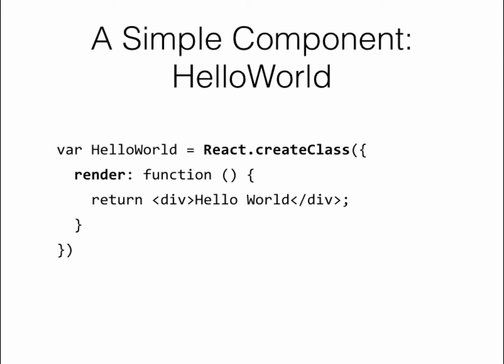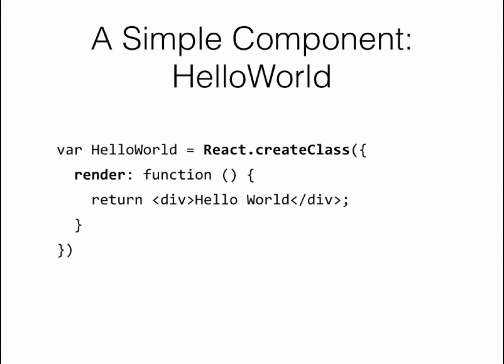The syntax is very easy. So we have to pass an object to a React.createClass. This object is called a spec. It's just a normal object literal with a render function. So every component has a render method. Okay? And in the render method, you basically return the contents of that component. So here we return a div with the text hello world in it.